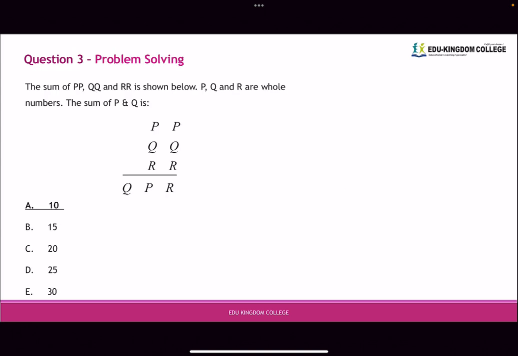Okay, question 3. Let's take this step by step because this problem solving question is a bit difficult, and I'll explain to you how we should be approaching this question.